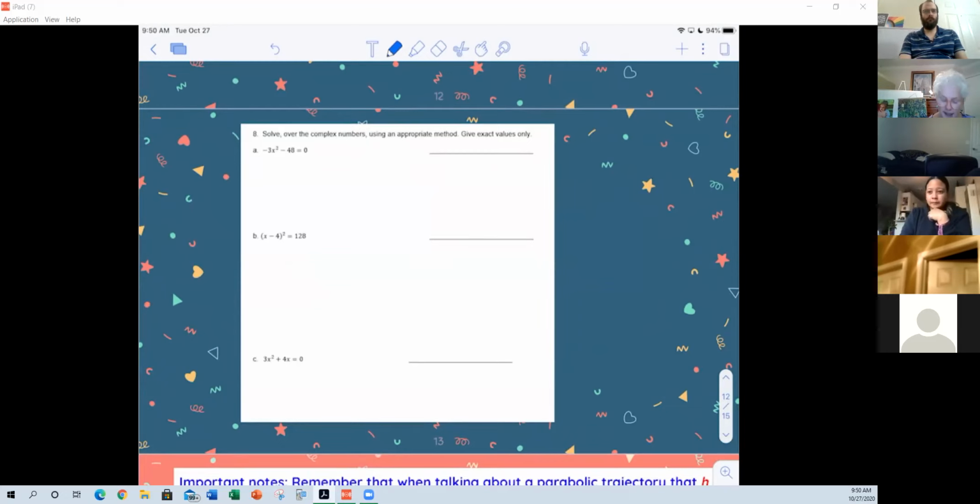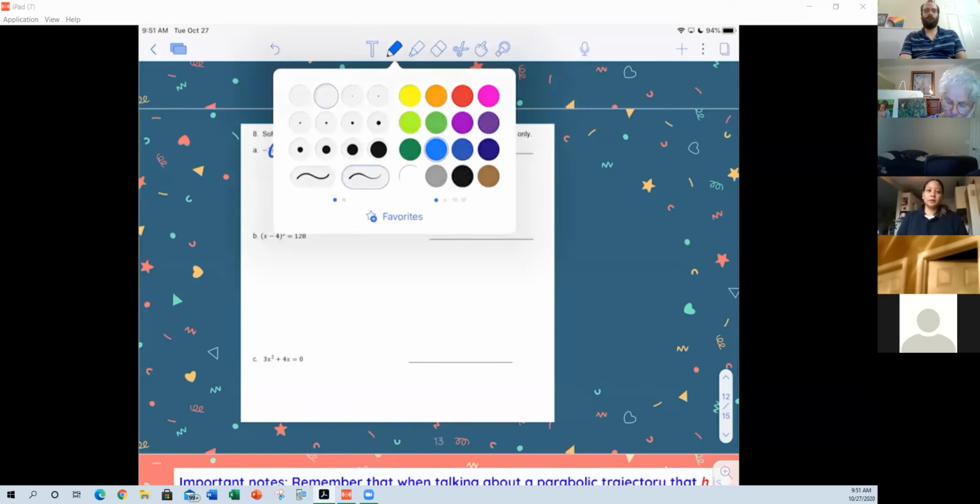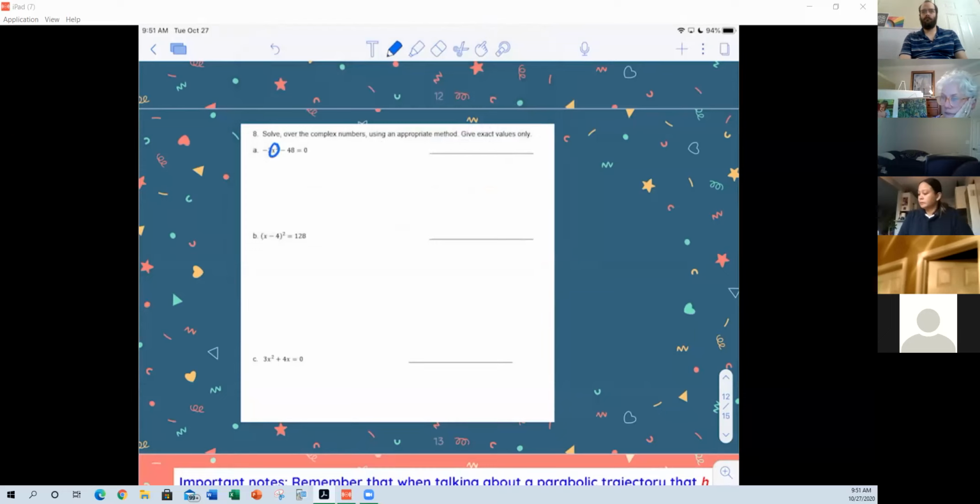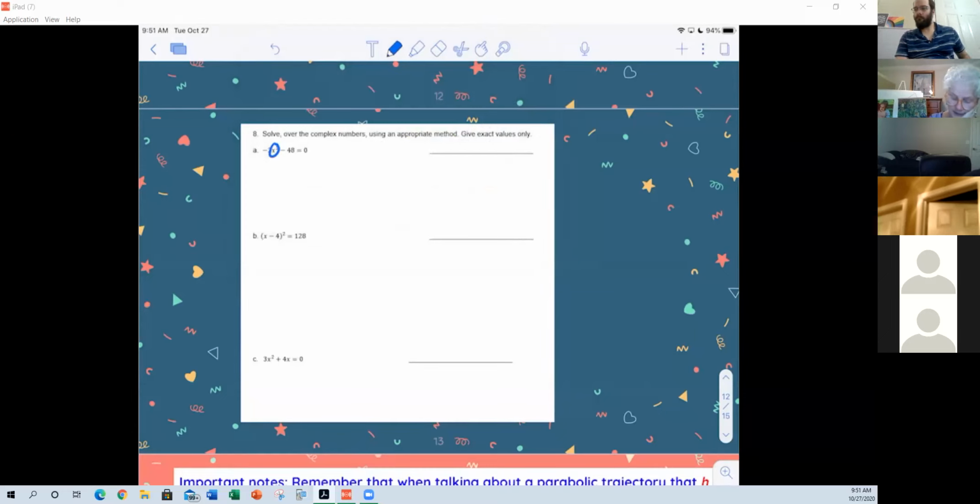All right, so on A, we want to get the x squared term all by itself, right? So what would be the first thing we would do on this one? Add 48. Thank you. Negative 3x squared. We would add 48 to both sides. So we're going to get negative 3x squared equals 248. We're still not through though. The x squared is still not completely by itself, which is what we want. So what's the next thing we would have to do?